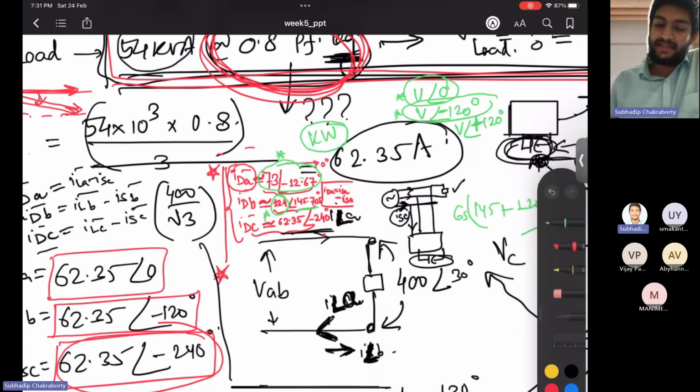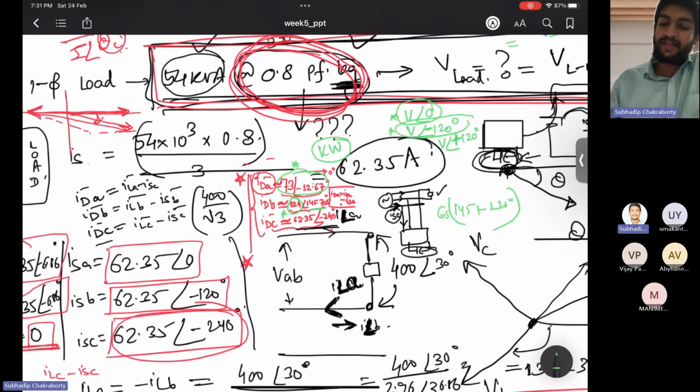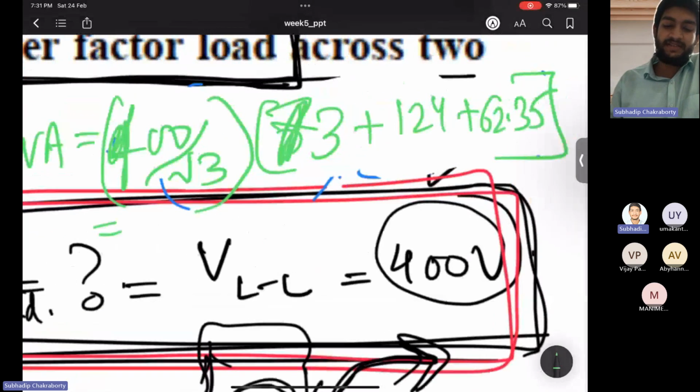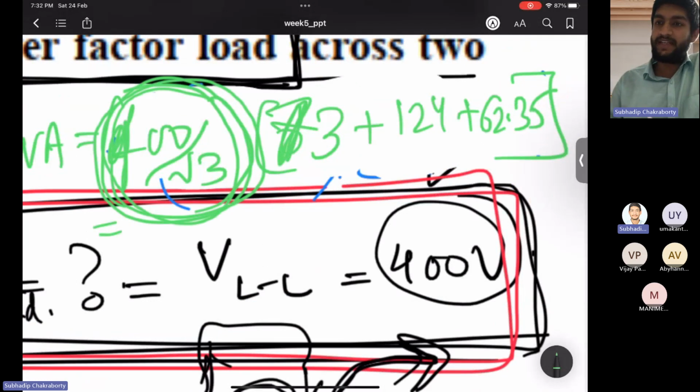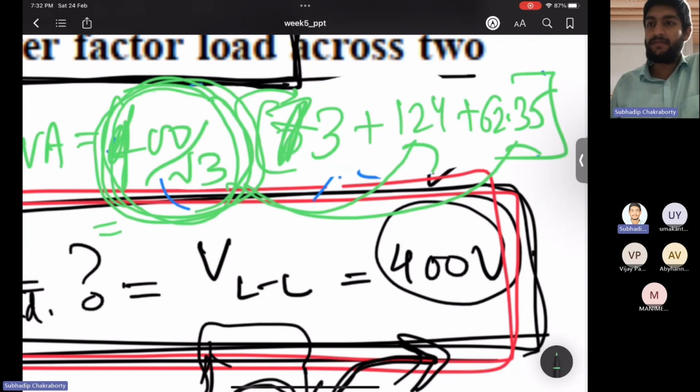But KVA rating is easy. For KVA rating you don't need to take any angle. Just take the mod of voltage, which I already took, and it is the same. So the phase voltage into phase current, next phase voltage into next phase current, and so on. All three phase currents of the DSTATCOM are multiplied by their respective phase voltage. Take the mod and sum up, calculate, and what is the answer?